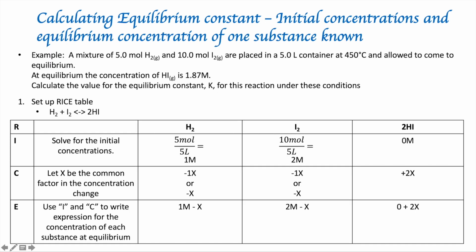So let's take a look at something which is kind of similar to that. Say 5 moles of hydrogen and 10 moles of iodine are placed into a 5-liter container at 450 degrees Celsius and allowed to come to equilibrium. At equilibrium, the concentration of hydrogen iodide is 1.87 molar. Calculate the value of the equilibrium constant, K, for this reaction under these conditions.